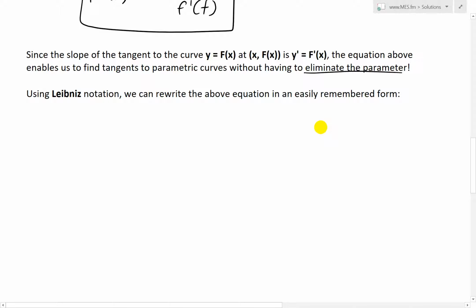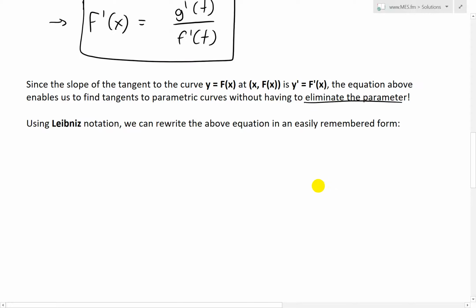So what we could do is, using Leibniz notation, we can rewrite the above equation in an easily remembered form.